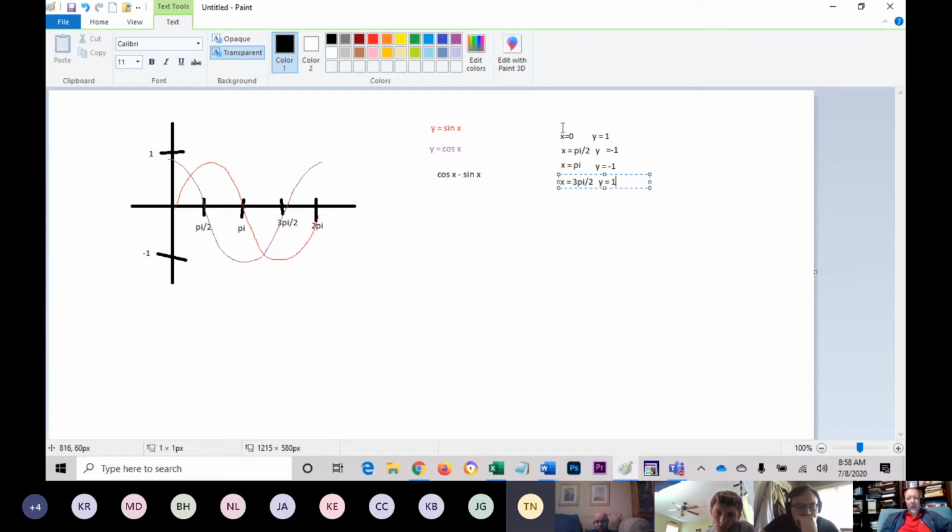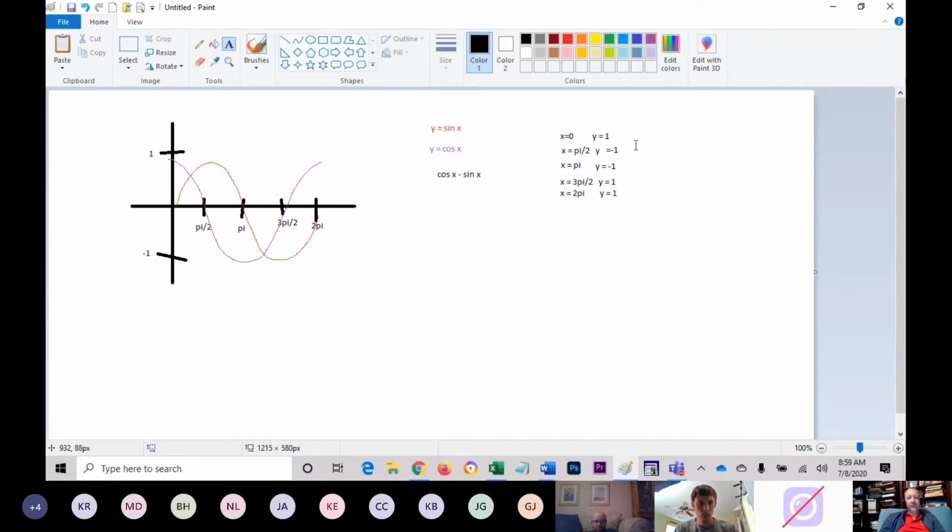Okay. And then let's do x equals 2 pi. When x equals 2 pi, cosine of 2 pi is 1, sine of 2 pi is 0, so your y is going to equal 1 as well. Now, let's add a couple of other points in here. I probably should have done those sooner, but we're going to add a couple of other points in here.